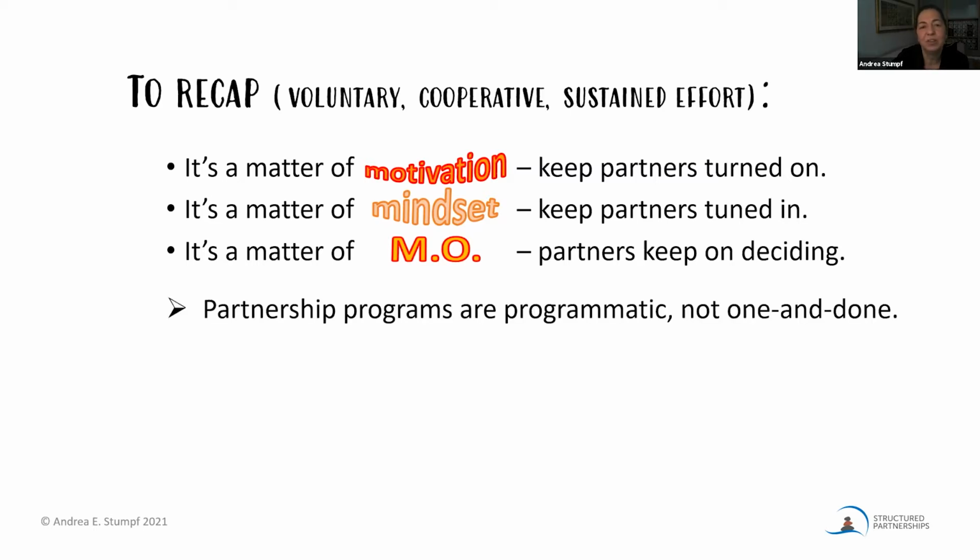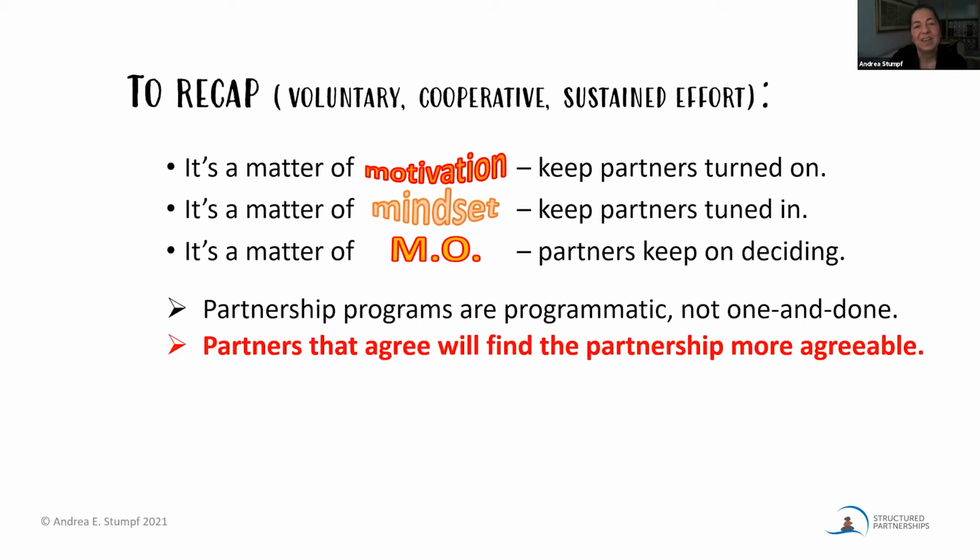And that's because we're in a programmatic environment. This is not a one and done kind of situation, but these iterative decisions become very important in the culture and the sentiments of the partners. And because consensus is really effectively agreeing, I think you'll find that the more partners agree, the more they will find the partnership agreeable.